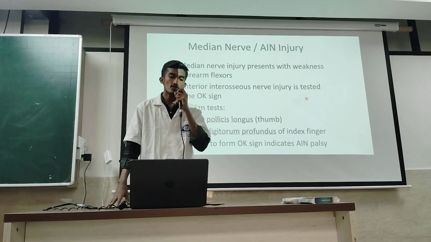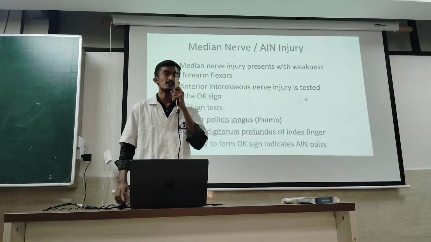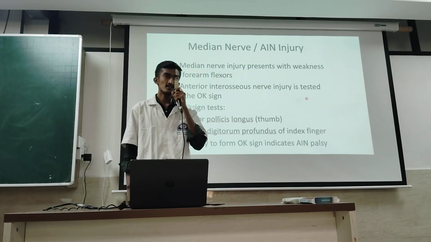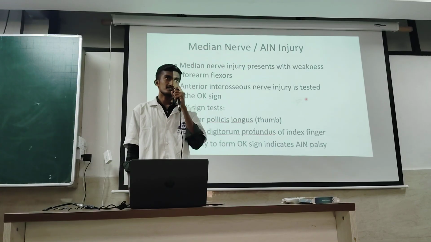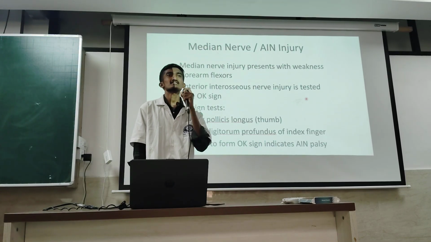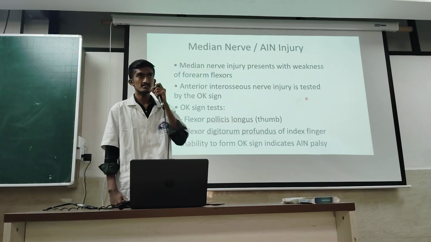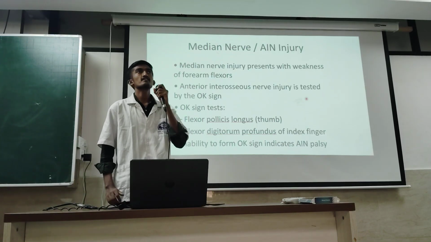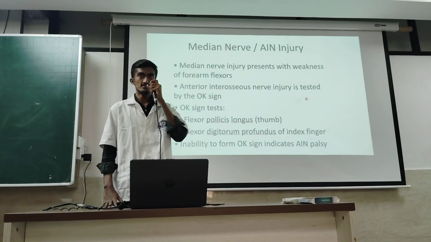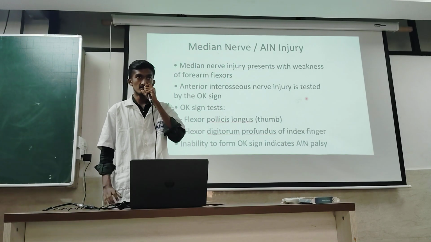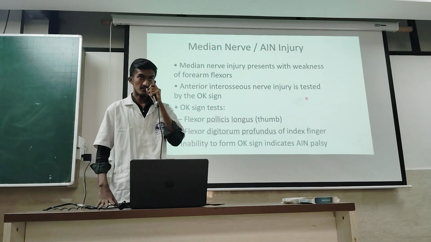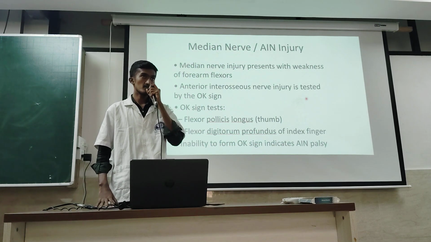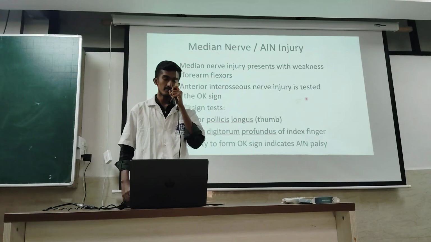Then coming to median nerve or anterior interosseous nerve injury. Median nerve injury presents with weakness of forearm flexor muscles, and anterior interosseous nerve injury is detected by using the OK sign. The OK sign checks first the flexor pollicis longus of the thumb and the flexor digitorum profundus of the index finger. If the patient is unable to do the OK sign, it indicates AIN palsy.